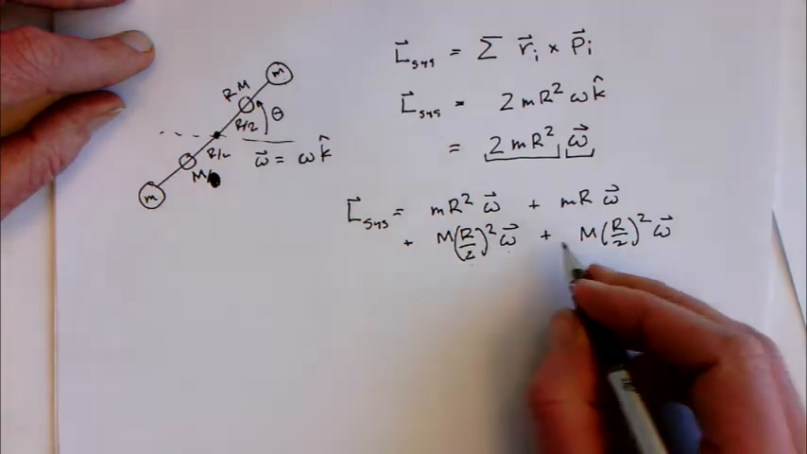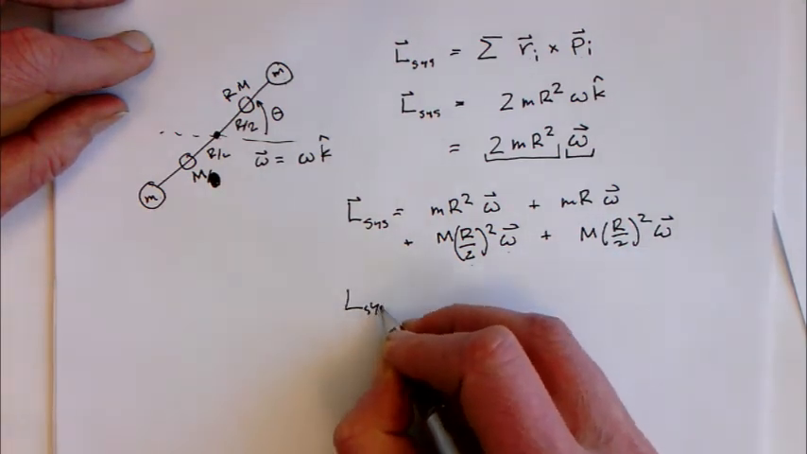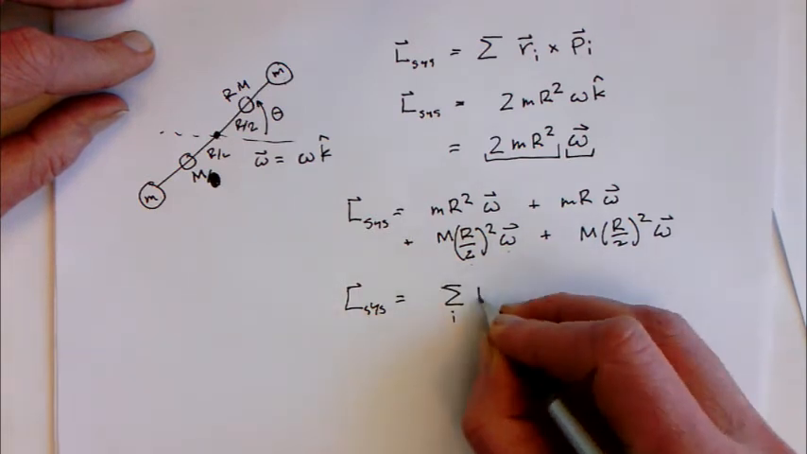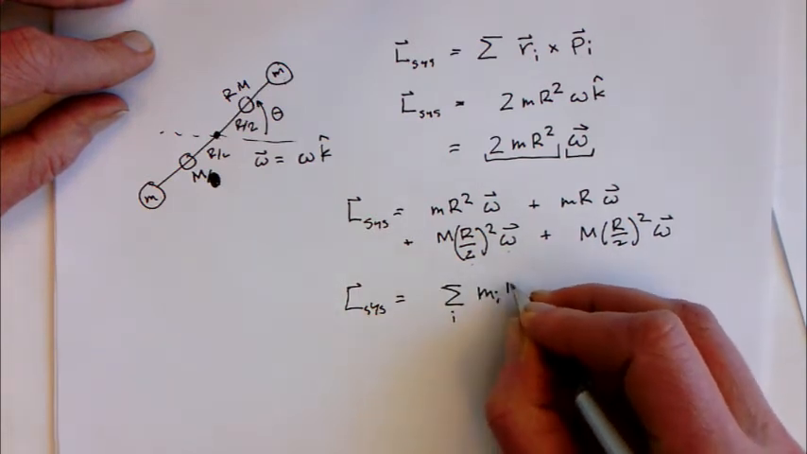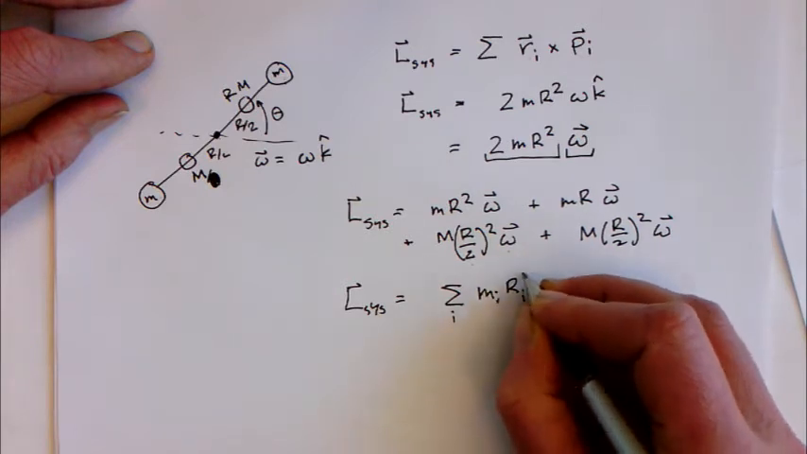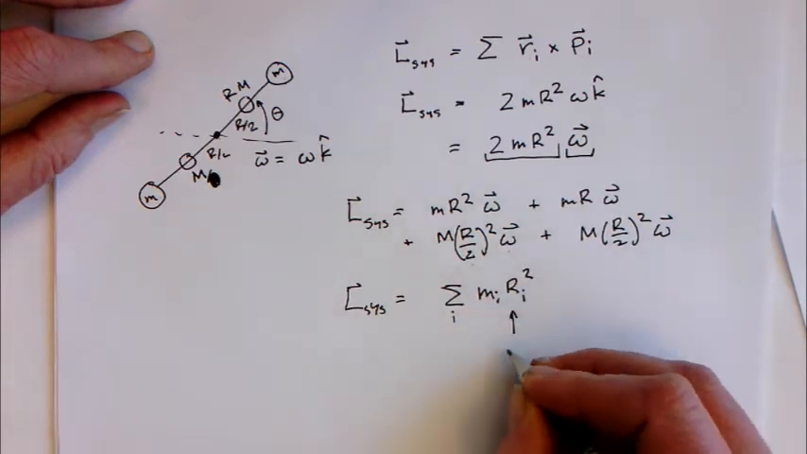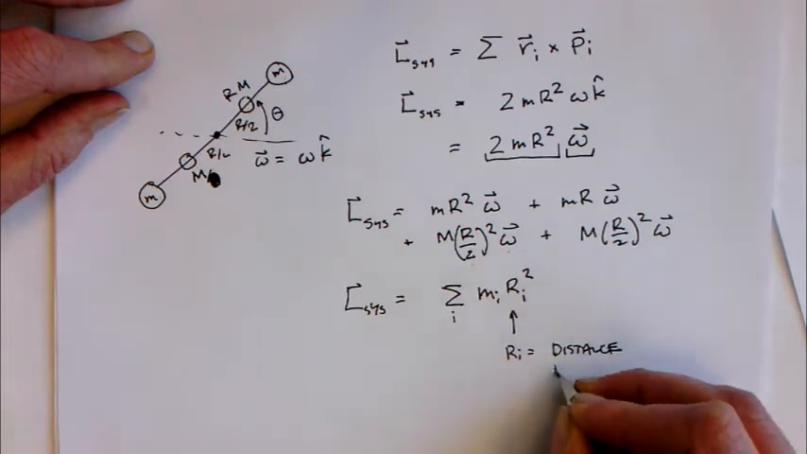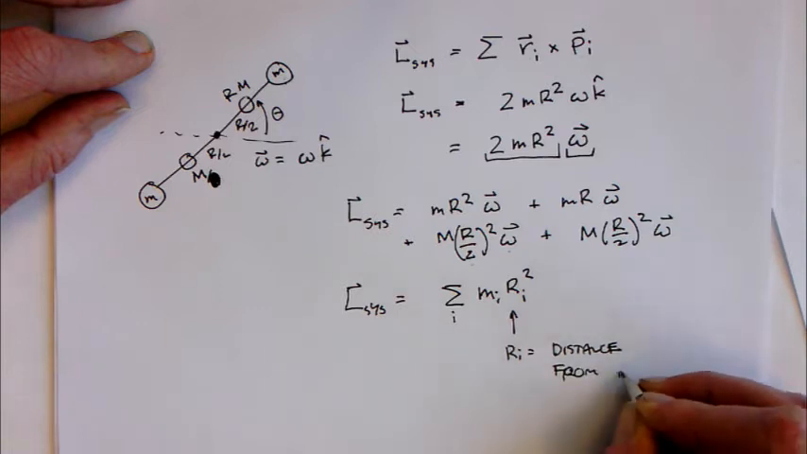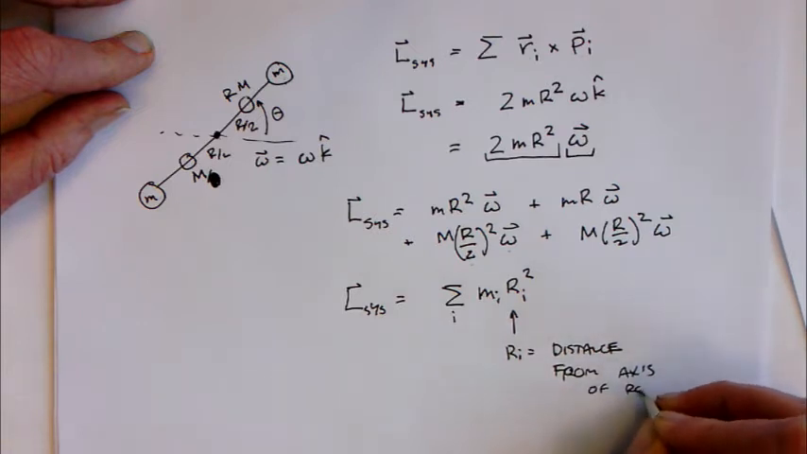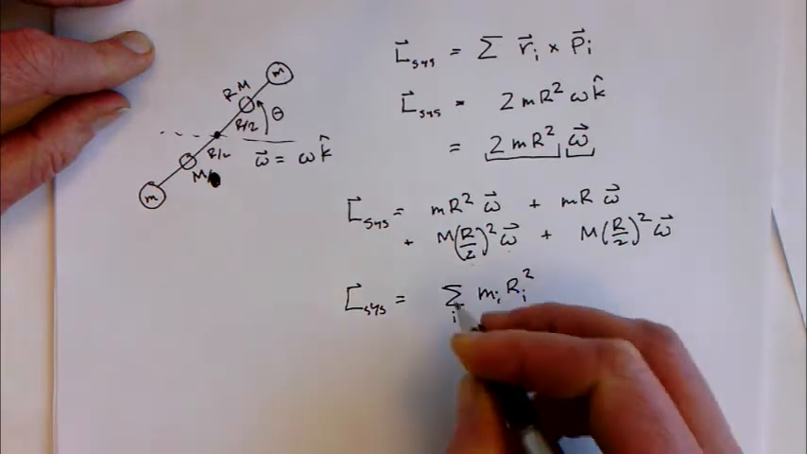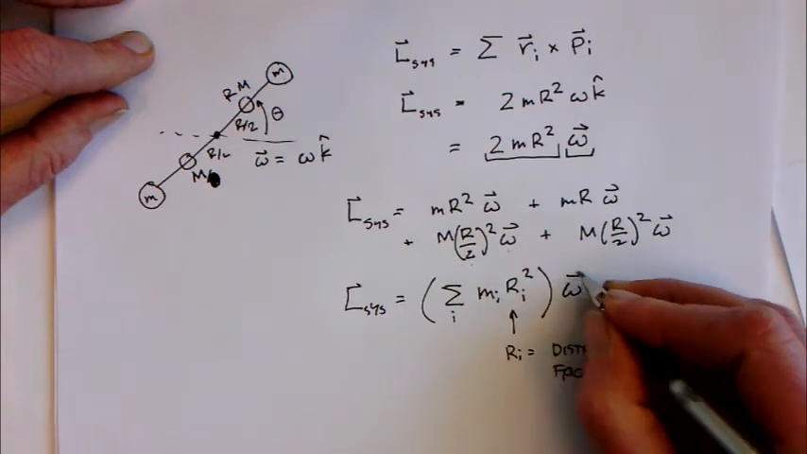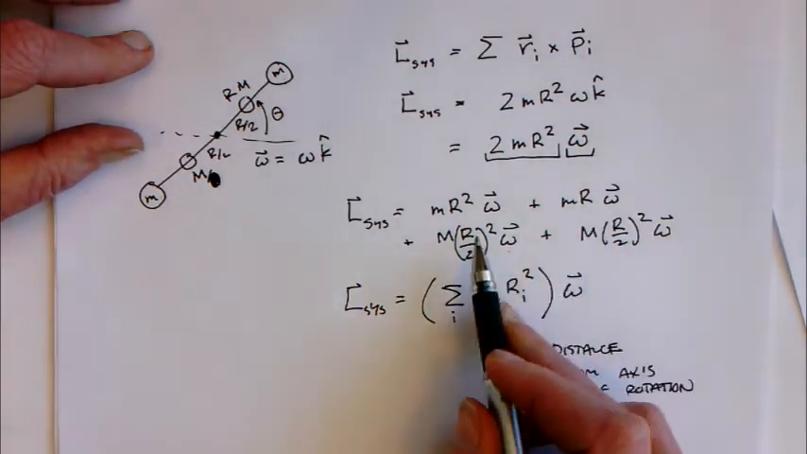So in general, I could think about rewriting this as the angular momentum of the system being the sum over all the particles in the system of the mass of the particle times their distance from the origin squared. So I'm going to say r sub i is the distance. It's actually not distance from the origin, it's distance from the axis of rotation. That simply times omega. And you can see that's what we've got here.